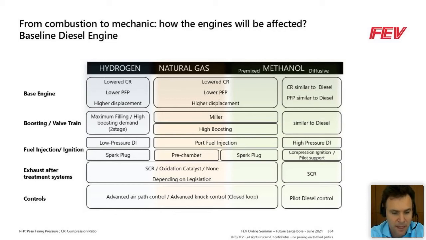But diffusive methanol, for example, will have performance similar to diesel also in terms of boosting system requirements. For hydrogen, we have discussed low pressure direct injection, spark plug ignited. On the other end, for methanol, we have high pressure direct injection with pilot support. So this will also increase the challenge on the cylinder head. We know that the cylinder heads of high-speed engines are quite limited in space, and of course, if you want a one-fit-all or modular architecture, this will pose significant challenges on the engine design.